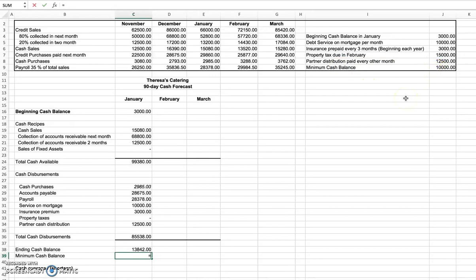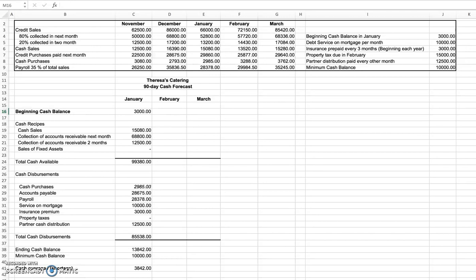So every month, we want to make sure that we're not below $10,000. Okay. And what we want to find out is, are we under or over that? Now, it seems like we're doing okay, so we're simply going to take the difference between our ending cash balance and our minimum cash balance, and it looks like we're good. We have a surplus, or an overage of $3,842. So we're good for January. We've passed the test. We've made our minimum cash balance of $10,000.